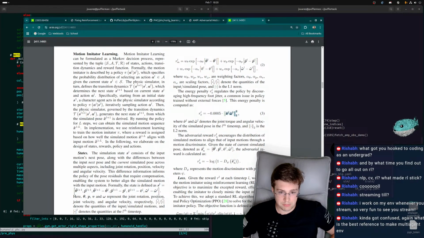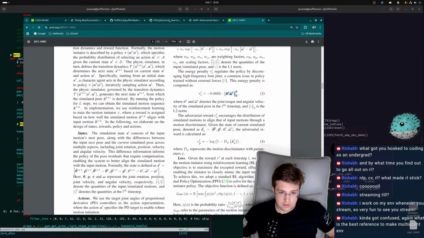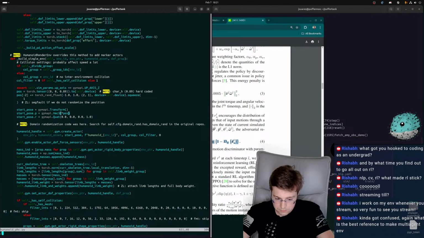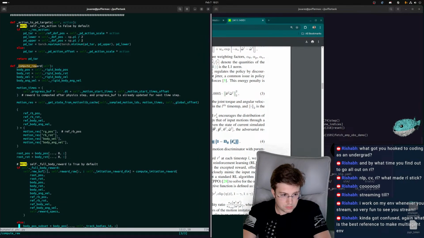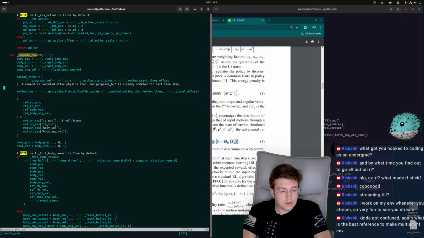This is simulated pose. The hat is simulated pose. Tilde is imitation data. This is also done only on the state. Imitation is implemented in compute reward. Okay, so the motion lib cache is then the thing to understand here.